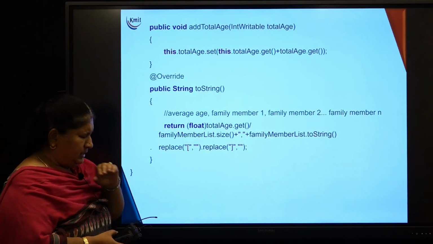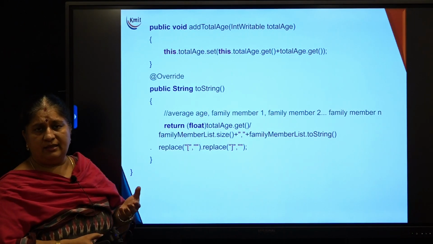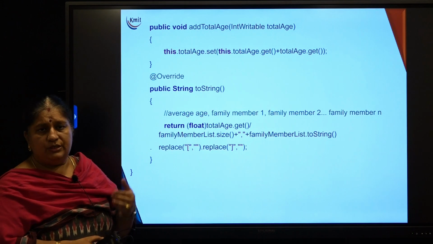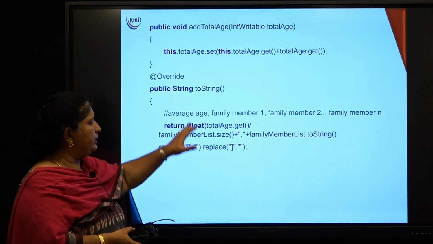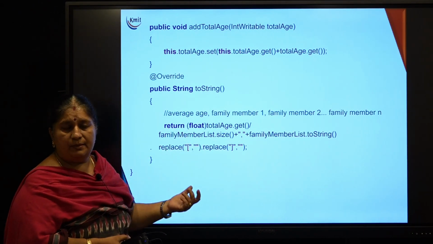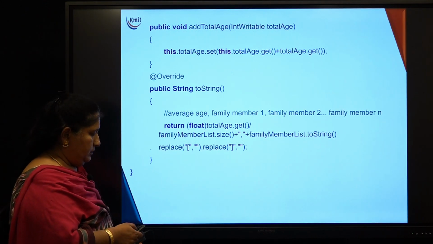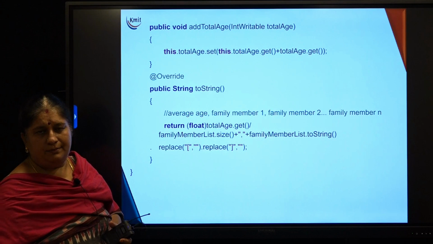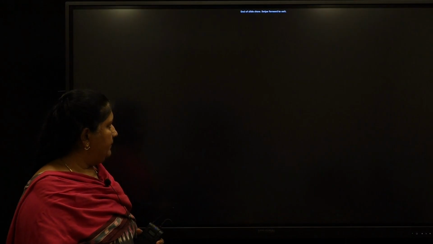Similarly, the toString method: whenever any object is to be displayed, other than strings which are directly displayed, we work with the toString method, wherein you can give how you want to display the object, and sorting can also take place. So, this is just one example of how we implement a custom writable. Thank you.